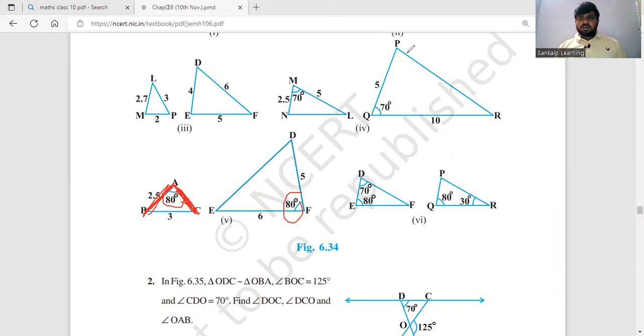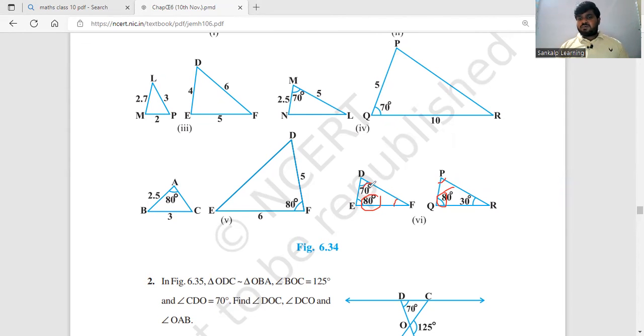Let's get into the next one. If you observe, you got 70 and 80. So one angle is equal, 80 degrees, 80 degrees, but the other angle is not equal. We should not come to a conclusion that the triangles are not similar. Let's find the third one and then conclude. So 80 plus 30 becomes 110, so the third one becomes 70. Here you will have 70. Here 70 plus 80 is 150, so the third one here is 30.